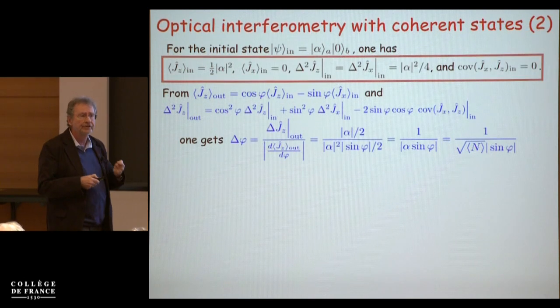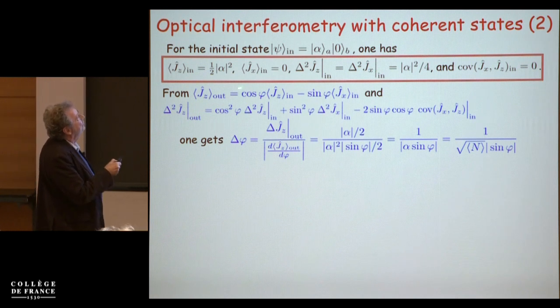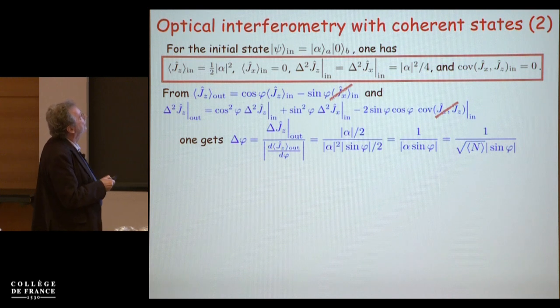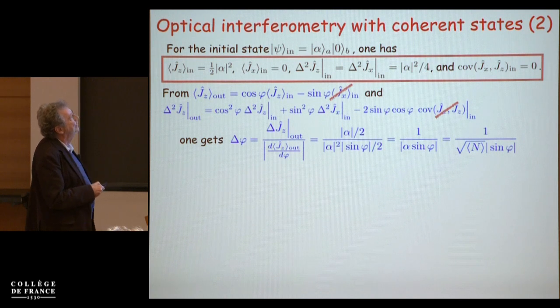Again, you see, you just turn the crank. Initial state is like that. So we calculate all the relevant quantities. They are here. Write down the equations we had before, the general equations that express the outgoing values of the average of Jz and the variance of Jz with respect to the incoming values. Remark that in this case, these two are 0, but it's important that the outgoing variance of Jz depends on the incoming variance of Jz and of Jx.